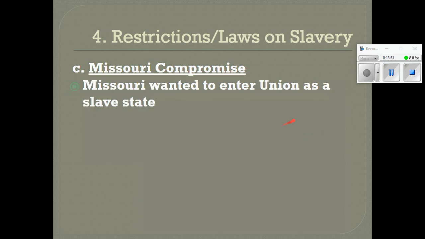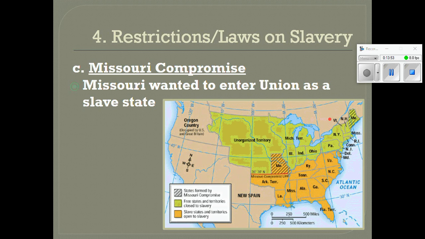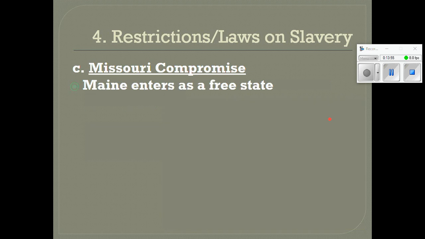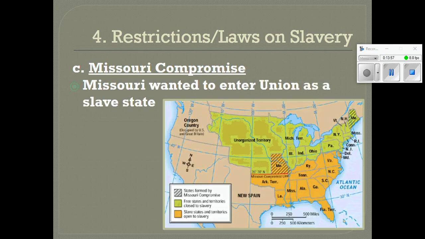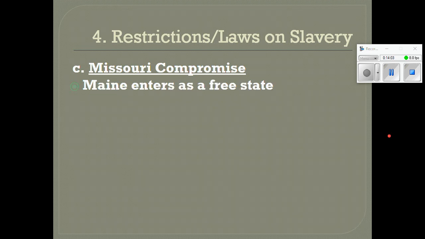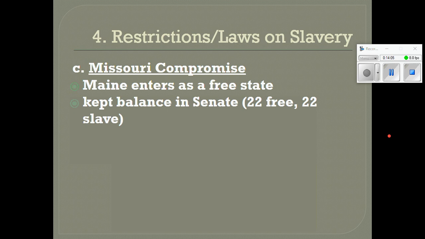So Missouri wants to enter the Union as a slave state. Therefore, you have to keep that balance. Maine is going to come in as a free state. So you have that balance. It keeps the balance in the Senate, 22 free, 22 slave. There's no way that, on either side, a slave state or a free state can come in without another state balancing it off in the Senate. It just wouldn't get approved.